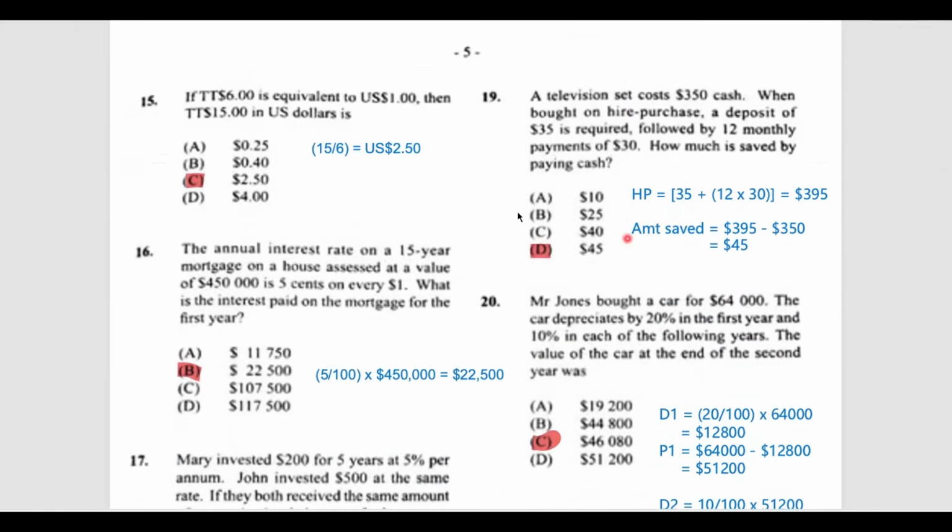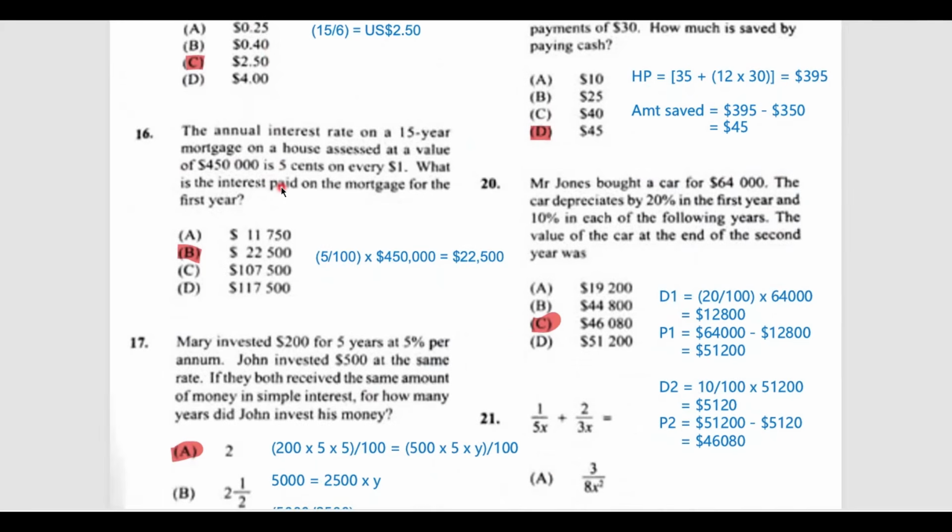Number 15, if 6 TT is equivalent to 1 US, then 15 TT in US is... As you know, converting a smaller currency to a larger currency, you divide by the exchange rate. I'm going to divide 15 by 6. That'll be 2.5, or 2.5 US dollars. So, $2.50 US, that is C.